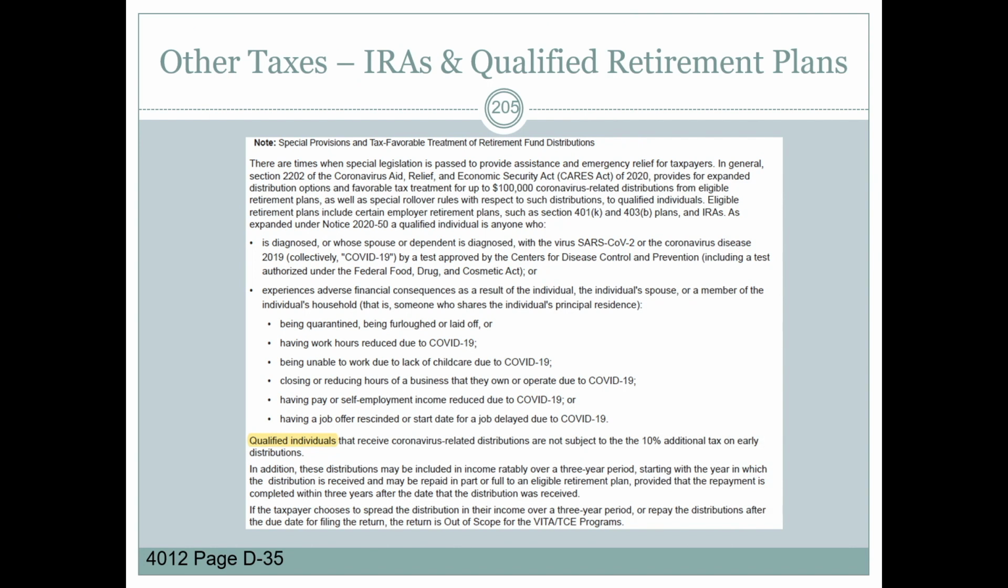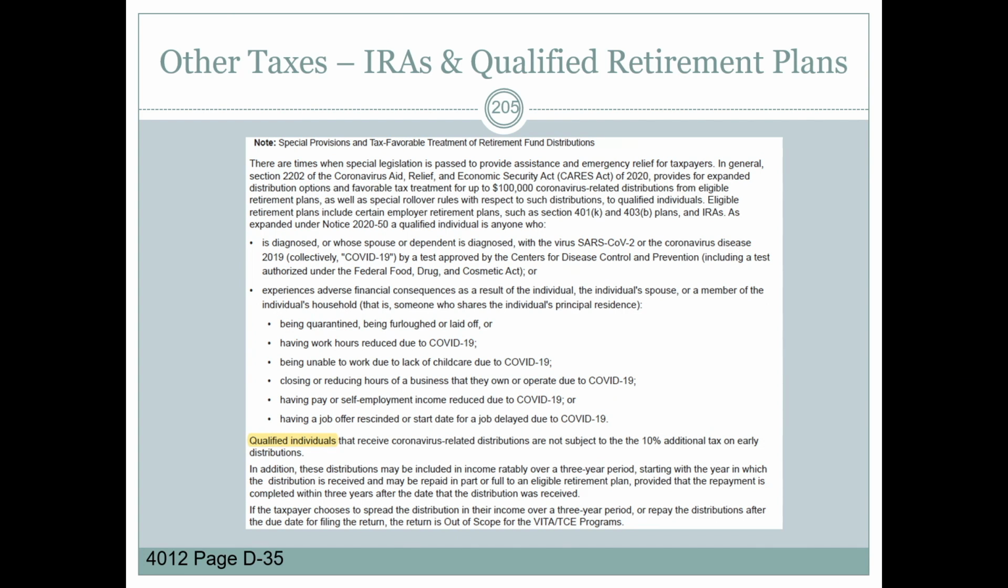In general, Section 2202 of the Coronavirus Aid, Relief, and Economic Security Act, CARES Act of 2020, provides for expanded distribution options and favorable tax treatment for up to $100,000 coronavirus-related distributions from eligible retirement plans, as well as special rollover rules with respect to such distributions to qualified individuals. And there are a lot of restrictions.